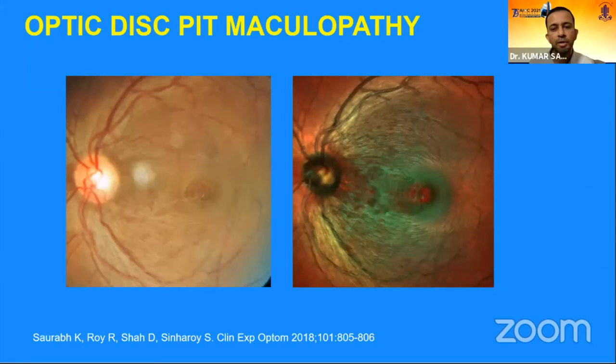So if we do a multicolor image here, we can see that obviously the fovea is thickened, which was seen on the color fundus photo also, but the thickness is extending from the fovea and going towards the arcades and along the papillomacular bundle, pointing towards the disc. So it gives us a further clue that probably this thickness is because of optic disc pit maculopathy.